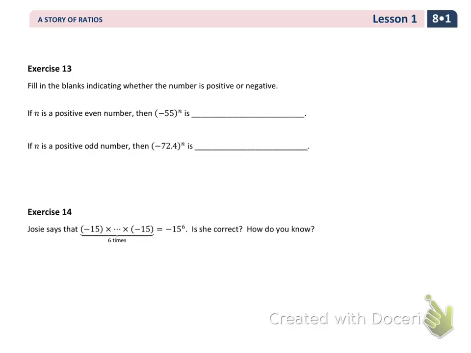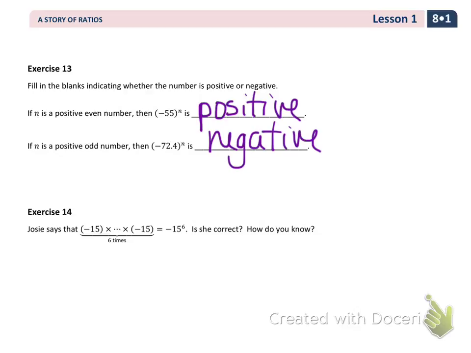All right, let's look at number 13. Fill in the blanks indicating whether the number is positive or negative. If n is a positive even number, then -55 to the n, is it positive or negative? Well, if it's even, that means I can make those pairs. So this is going to be positive. And if the exponent is odd, that means I have one left over if I made pairs to get all those positive numbers. So it's going to make the whole product negative.